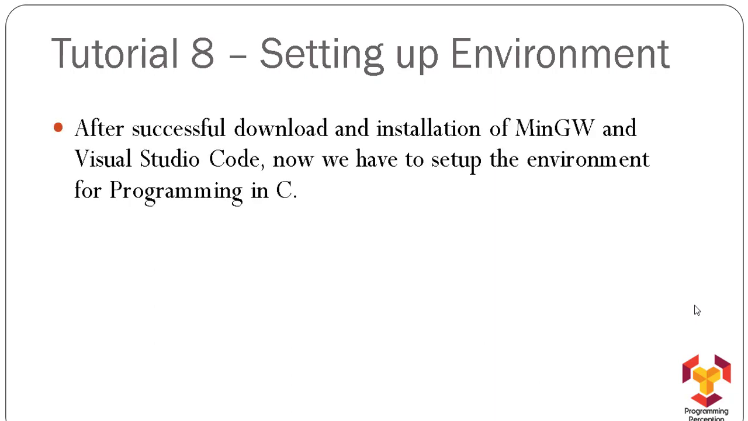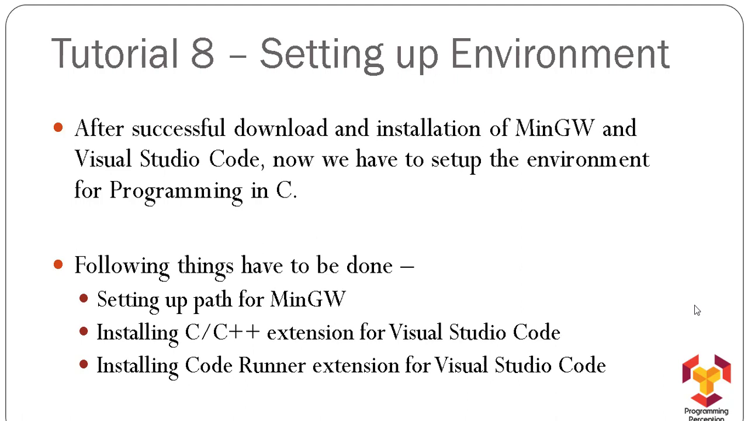So let's begin. As we have already installed our MinGW and Visual Studio Code in our system, now we will set up the environment so that we can perform programming in C. Now the following things have to be done to set up our environment. First, we have to set up the path for MinGW. Then we have to install the C++ extension for Visual Studio Code. And then we have to install the Code Runner extension for Visual Studio Code. So let's start and do these setups.